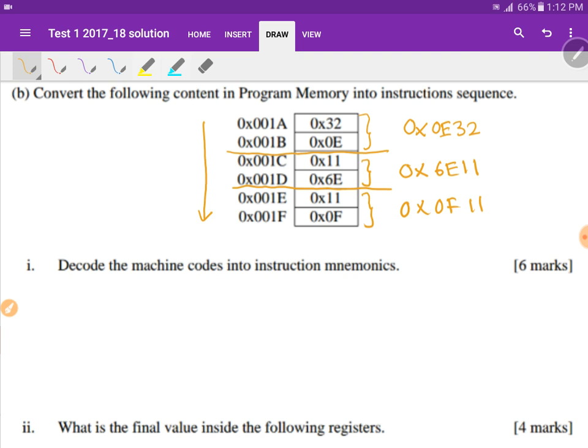So let's take the first instruction, which is 0E32. When you expand this, you will get 0 0 0 0. E is 1 1 1 0. 3 is, sorry, 0 0 1 1, and 2 is 0 0 1 0. So this is the first one. How do we search for this machine code in the PIC18 instruction set?